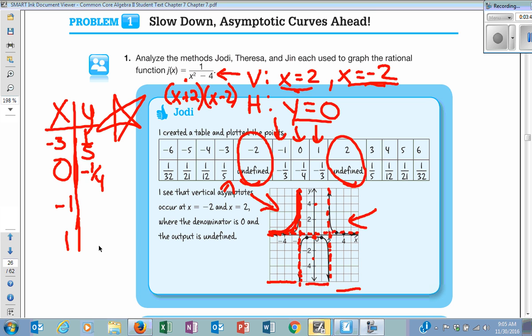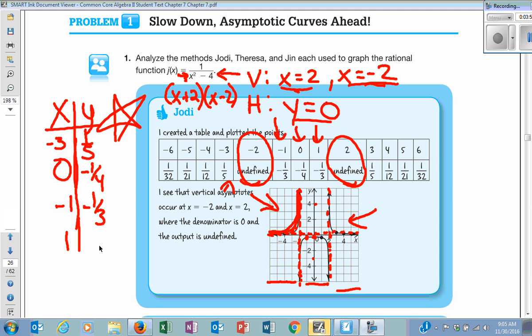Negative 1 squared is 1. 1 minus 4 is negative 3, so she got negative 1/3. Right there. She just drew it a little bit lower, and it's not going to be real accurate because we're dealing with fractions. 1 squared is 1.